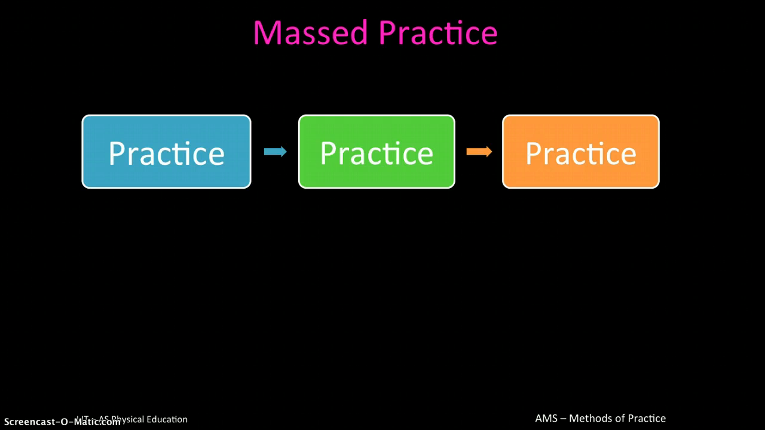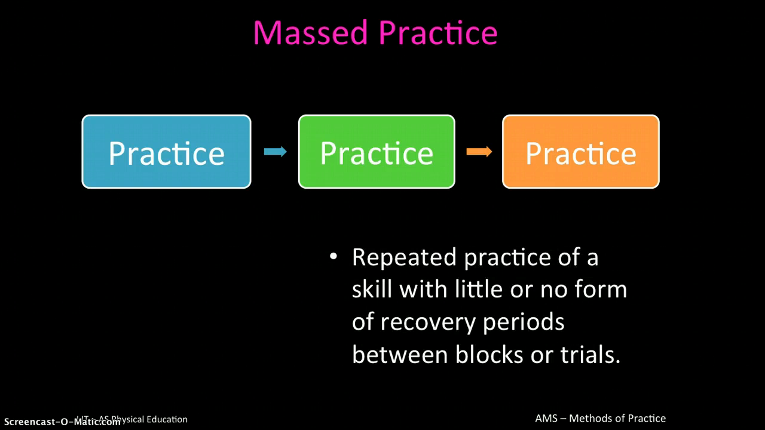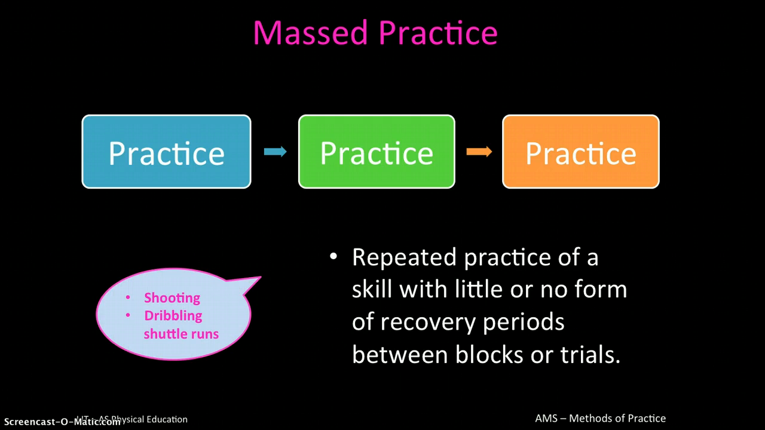So if you do things en masse, you do lots of them. So mass practice basically involves repeating a skill with little or no real recovery between repetitions. So you do lots and lots of repetitions with little or no recovery or rest or discussion in between those practice activities. And this would be suited to things like shooting or dribbling, or maybe shuttle runs, where it's all about repetition and doing lots and lots of practice so that you can overlearn a skill.